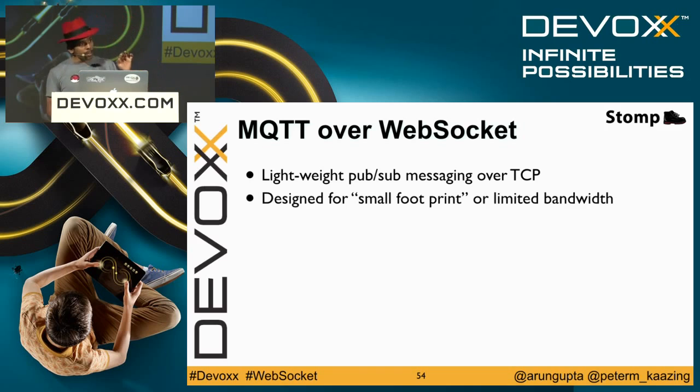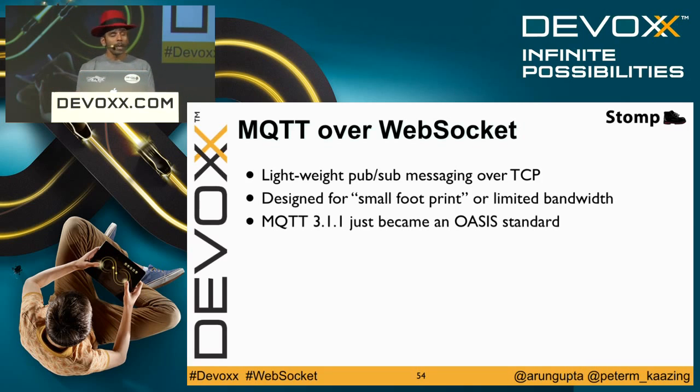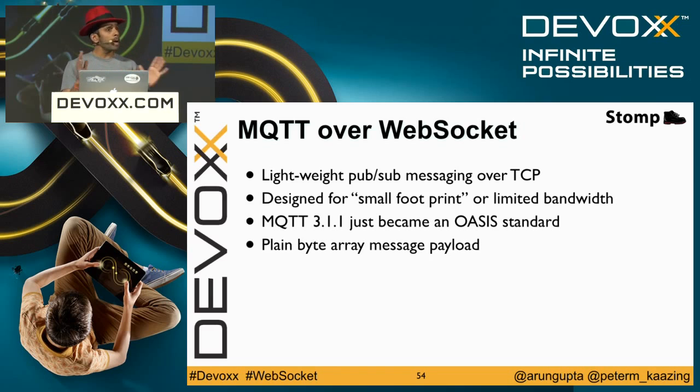And when I say lightweight, I truly mean lightweight. People tend to use lightweight for any kind of sumo wrestlers also. But this is truly lightweight because when it was designed, it was really designed for small footprint with very constrained resources or limited bandwidth. For devices that are possibly deployed in a jungle or in a very resource-constrained environment, with very limited memory or processing power. MQTT 3.1.1 literally became an OASIS standard, I think, a couple of weeks ago only. So that's pretty cool. And it's a binary protocol. Just like Stomp is text-oriented, MQTT is binary-oriented.